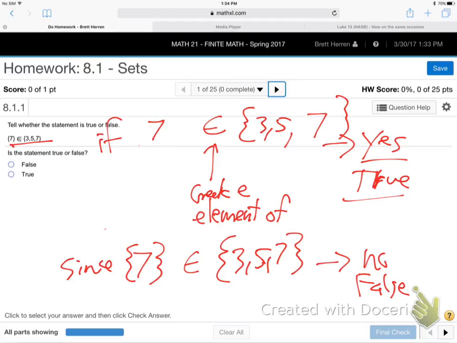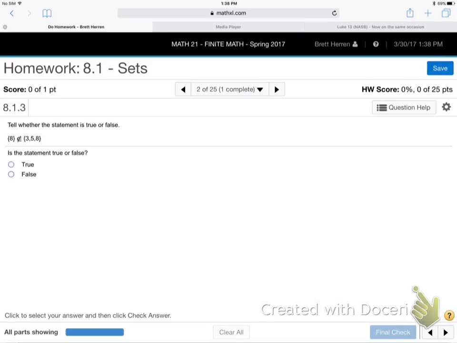They're technically right, but that's picky. All right, so they're saying the set containing 8 is not an element. Whenever you take a symbol and you slash it, it means not that thing, right? So not an element of 3, 5, and 8. Is that true? It's probably got your mind all twisted around now, huh?